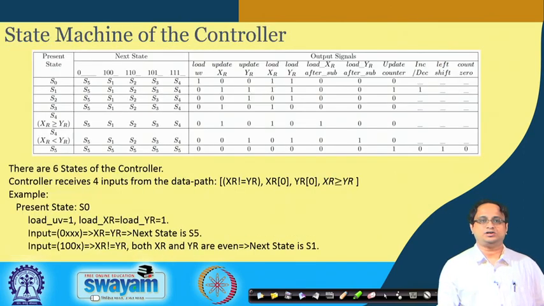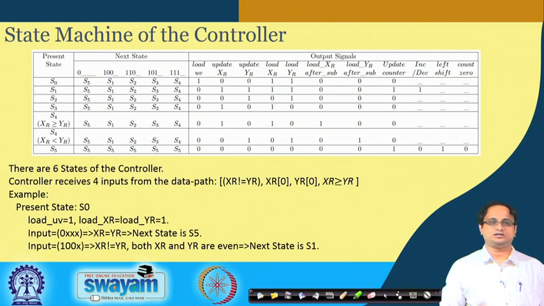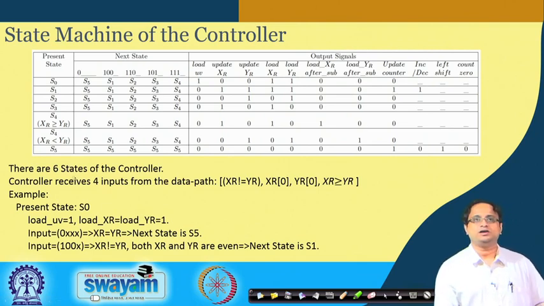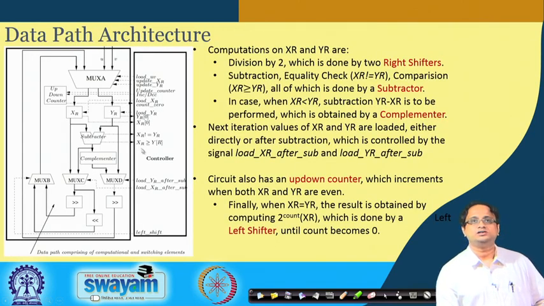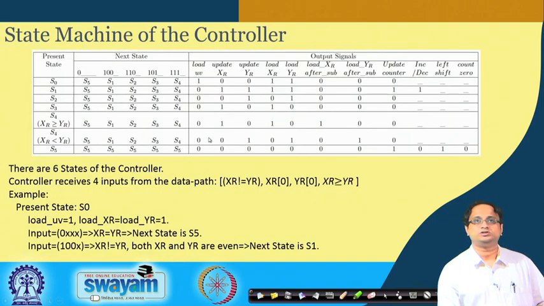Now we can come to the state machine of the algorithm. In the state machine, as I said, there are 6 states starting from S0 to S5, and what we try to see over here is how the state transitions take place. I have just tried to explain a few of them, and I believe that we can understand the remaining from these examples. In this case, the controller receives 4 inputs from the data path. These inputs are XR not equal to YR, XR greater than or equal to YR, and likewise, there are 4 inputs which the controller receives.